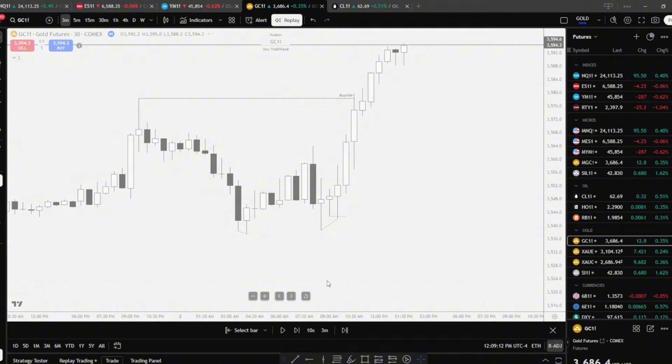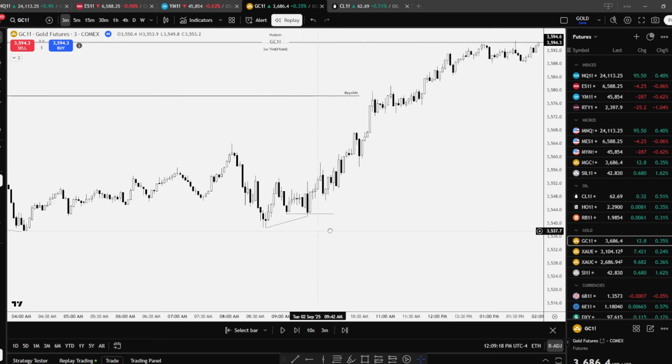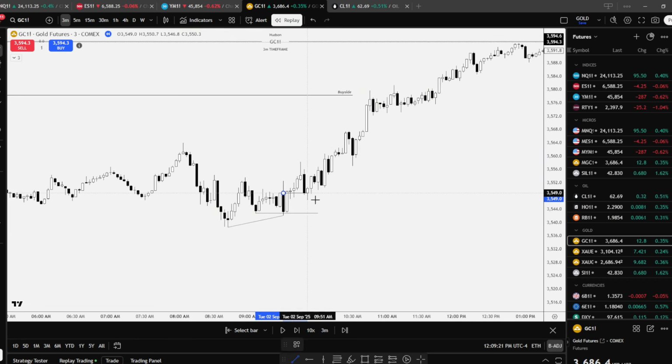So if we head down to the 3-minute, right here's the run on that low. Right here's our second stage SMT. And right here's our change in delivery.